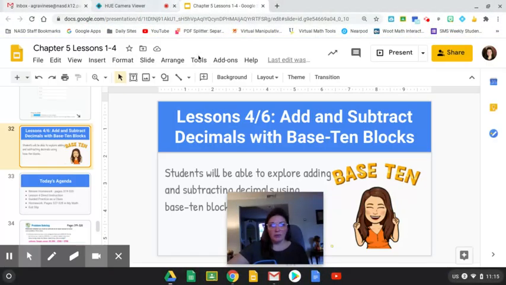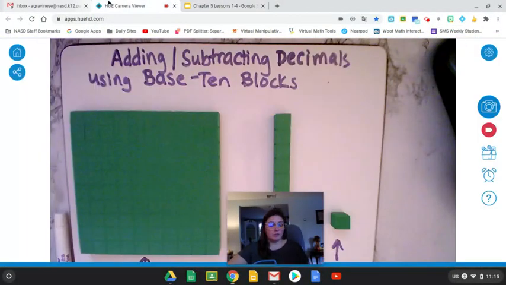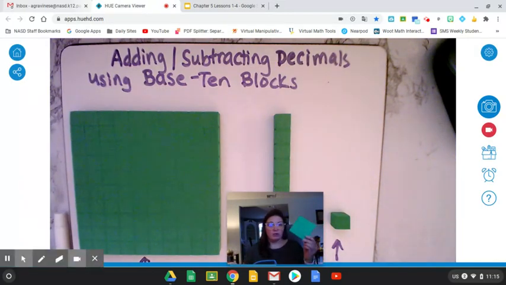So please have with you today your base 10 blocks. They were given to you in the bag of materials in the beginning of the school year. They're the green foamy things.